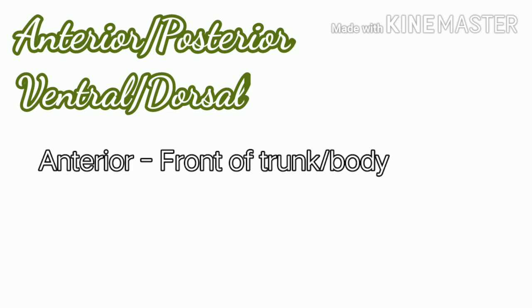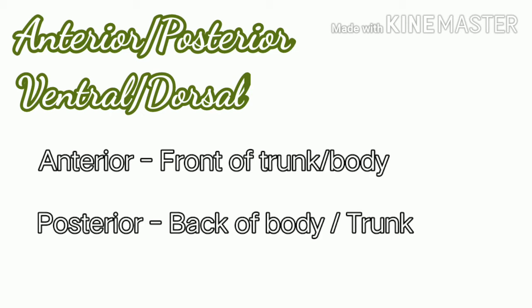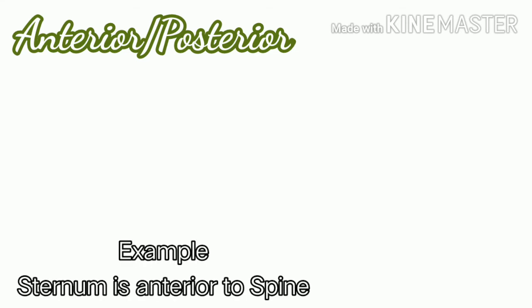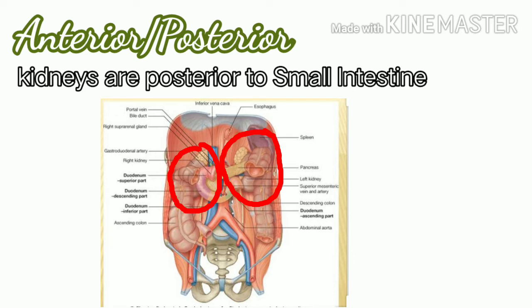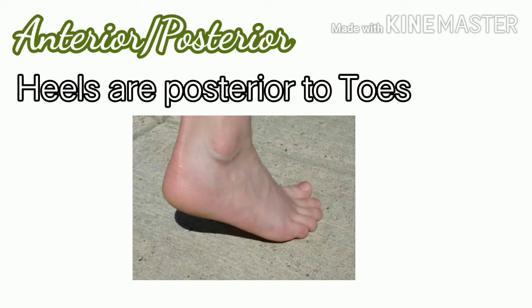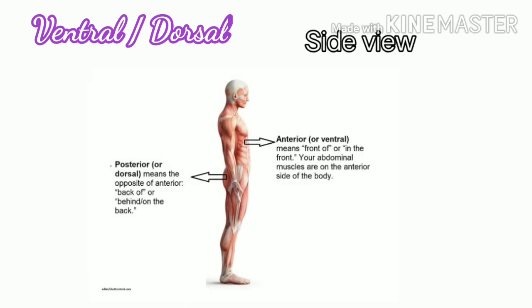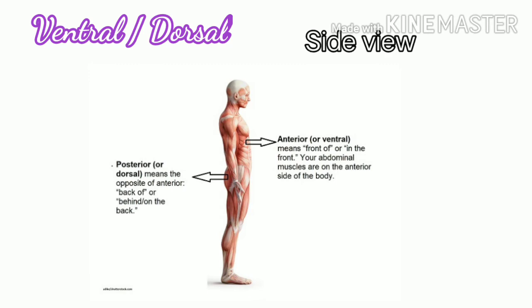The second is anterior and posterior, or ventral and dorsal. Anterior means the front side of the body or the front of the trunk, whereas posterior means the back of the body or the back of the trunk. An example of anterior is the sternum is anterior to the spine. An example of posterior is the kidneys are posterior to the intestine, or an easy one is the heels are posterior to the toes. We often use ventral and dorsal when we are talking about the side view. Ventral means the same as anterior and dorsal means the same as posterior.